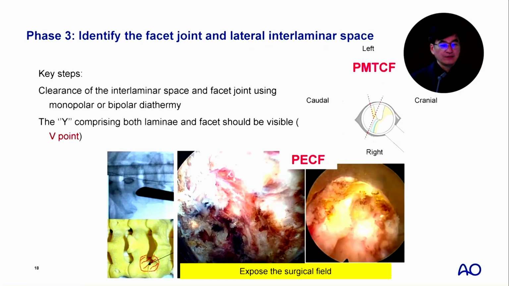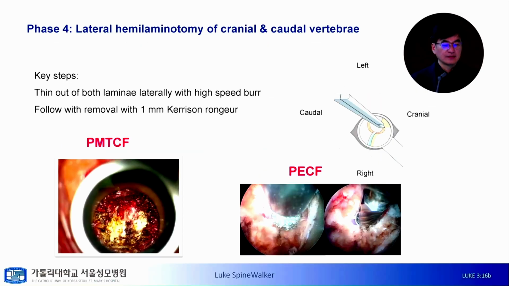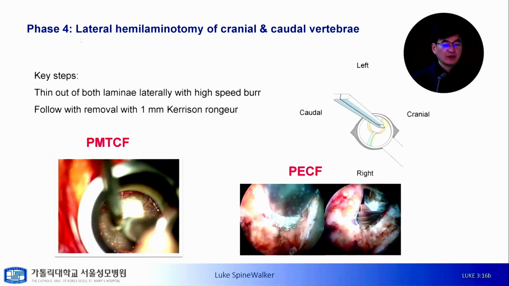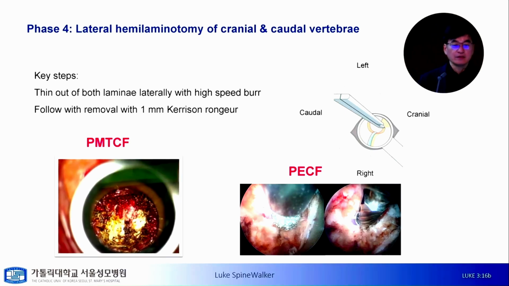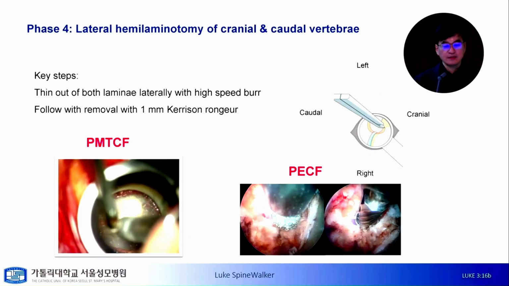Everybody should recognize and identify the very first landmarks, named the Y point and V point. These are the superficial landmarks when you start the endoscopic foraminotomy. This one and this one. So I'm going to compare the microscope tube and the endoscope for phase 4, lateral hemilaminotomy, cranial and caudal side, like this.